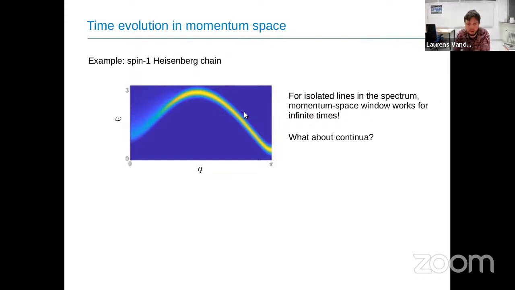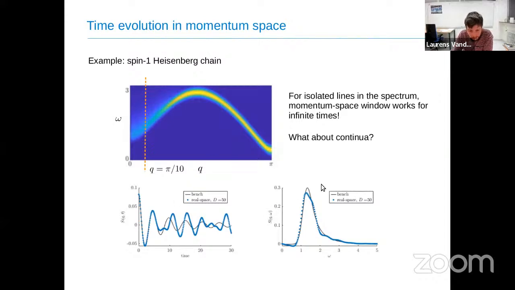But the real question is, of course, what about the continua in the spectrum, which is a lot harder to do. So we take the same experiment that we did before. The real space version at bond dimension 50 broke down at time 5 or so. If I look at the momentum space version of the same bond dimension, we see that we can evolve this up to time 30, which is just what we took here, without making any errors. And in the frequency version, this gave a very nice line shape using this momentum space window.